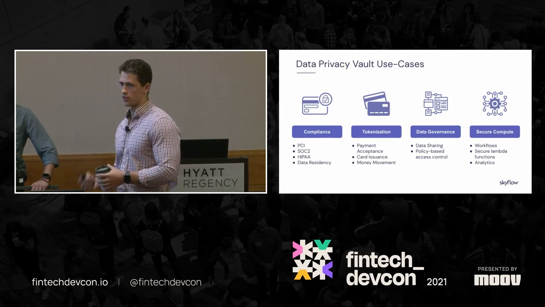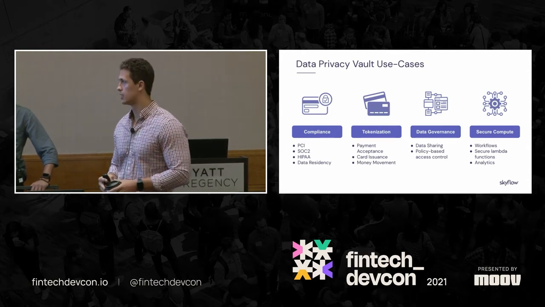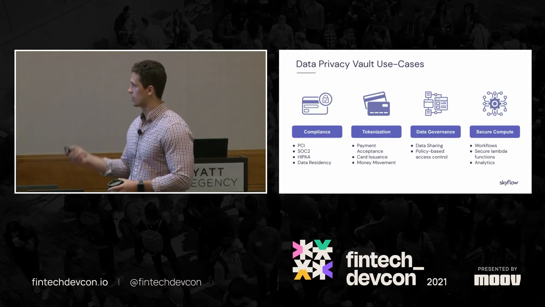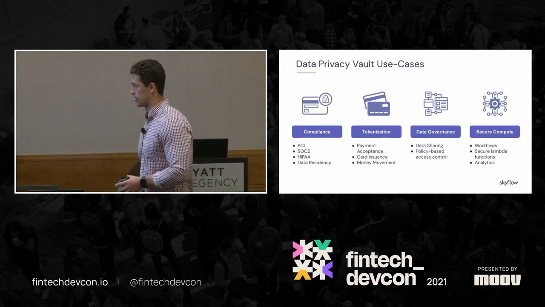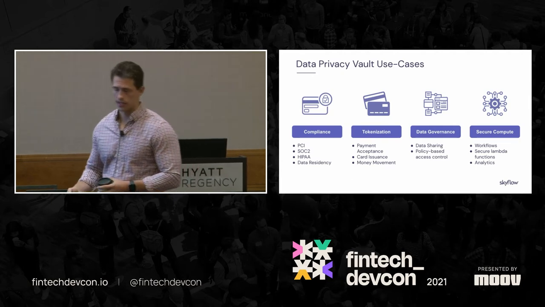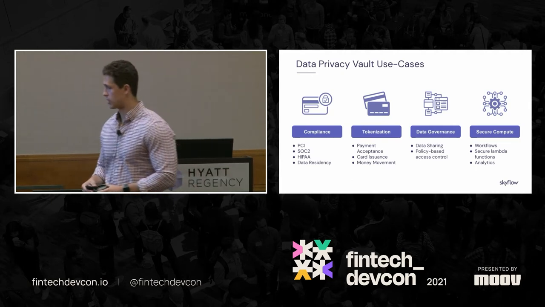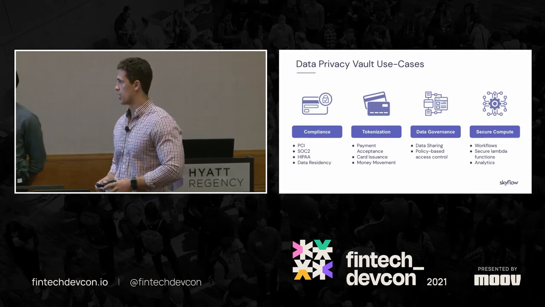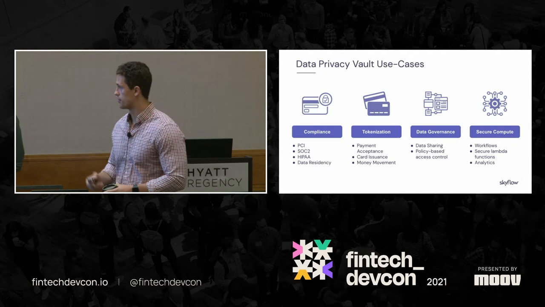Those can be format preserving tokens that really look like the original pieces of data, but don't hold any of that sort of sensitive intrinsic value. Data governance is also a big one as well. Things around data sharing, whether it's for internal use cases or external use cases. I think specifically within fintech, there's a lot of data that's shared with external partners. So how do we do that in a secure and privacy compliant way?